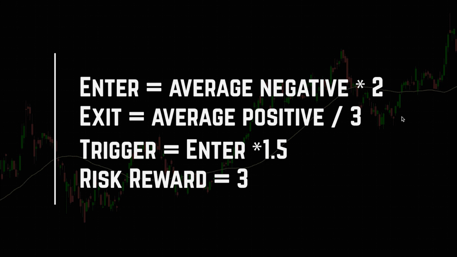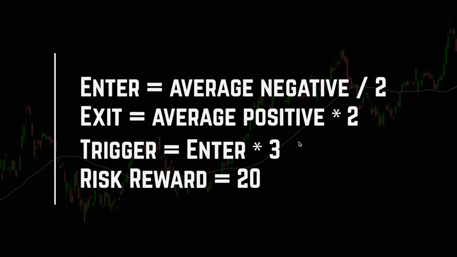Because those numbers can be changed, they become variables. The idea is to always multiply the average negative, the average positive, and the enter to obtain the enter, the exit, and the trigger. The risk reward will stand alone. To simplify the system, we are going to be doing only multiplications. That's why, in this case, to obtain the enter, instead of dividing the average negative by 2, we are going to multiply it by 0.5.